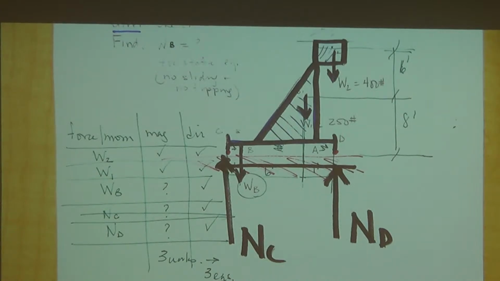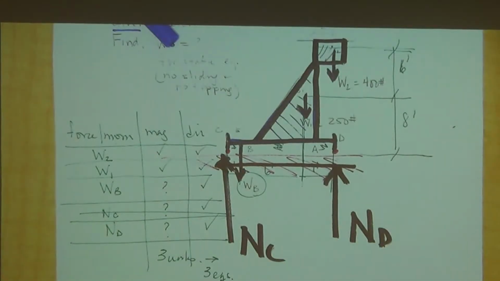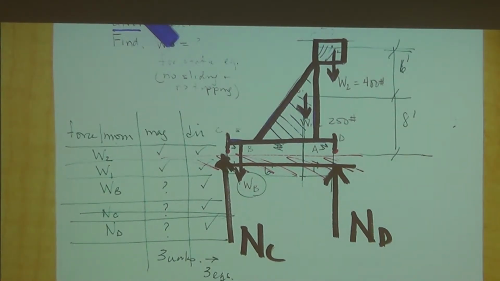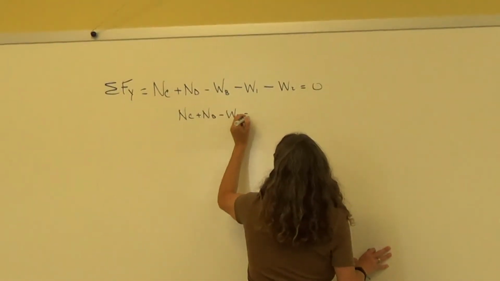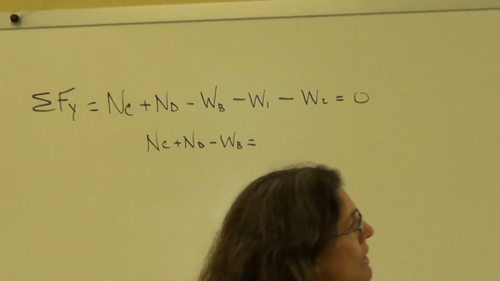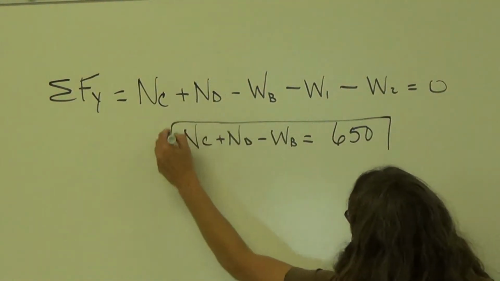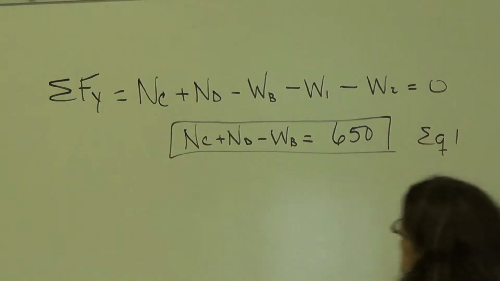Okay. So let's just write the equations. Sum of the forces in the y equals NC plus ND minus weight B, minus weight 2 and minus weight 1. Okay, so NC plus ND minus WB is equal to, what's weight 1 and weight 2 equal together? 650. So here's my equation 1.